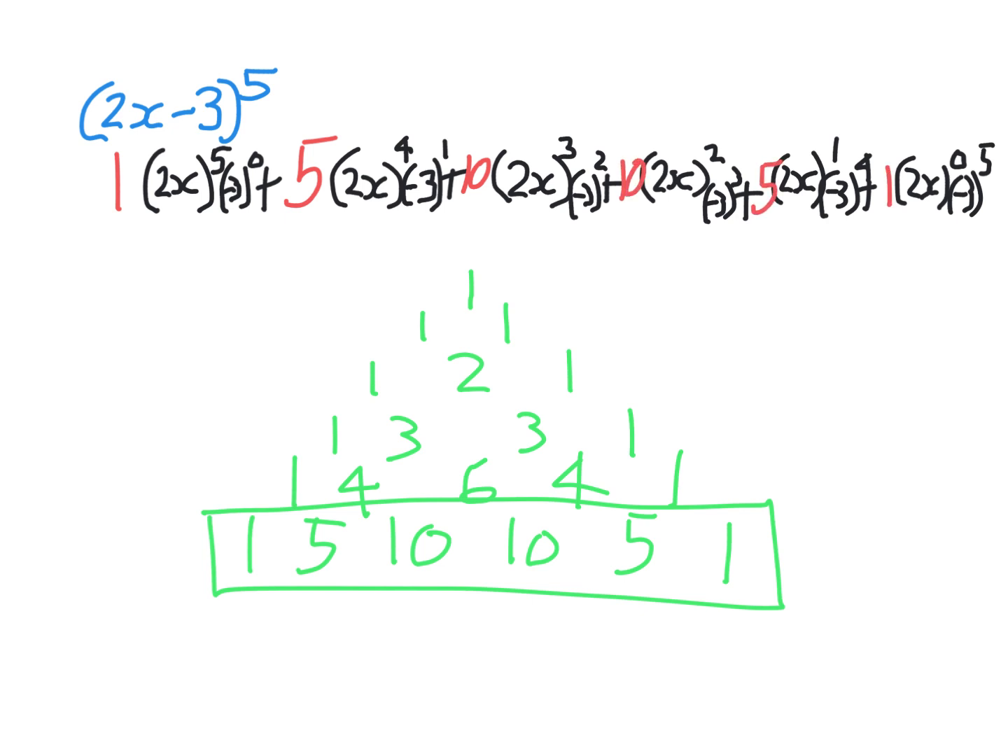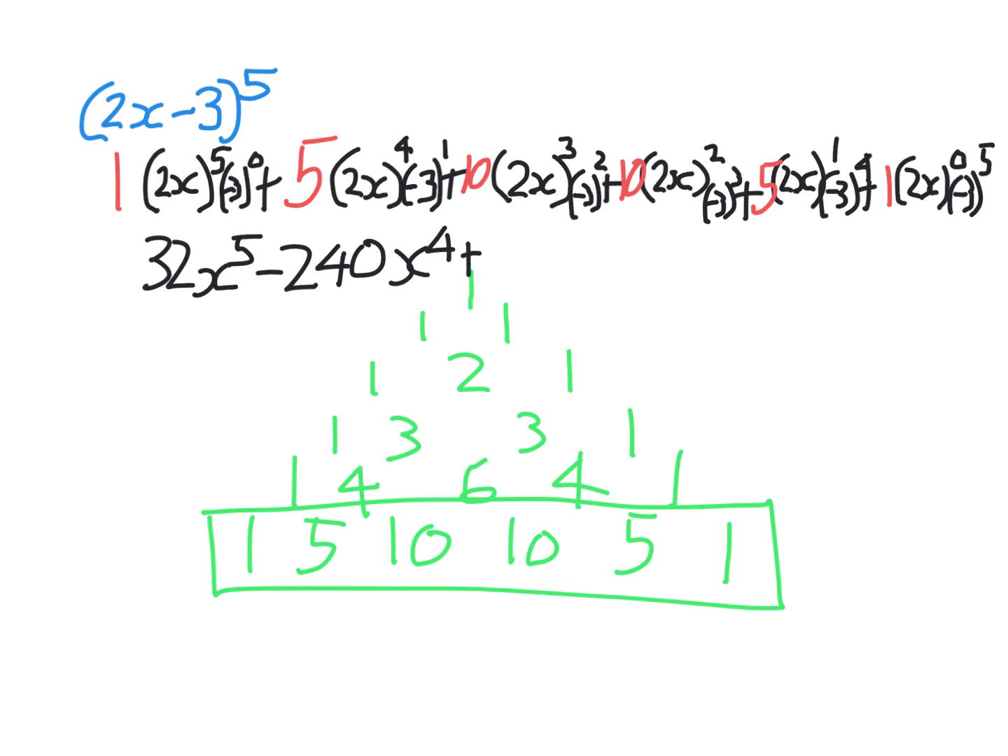Now we just need to simplify each term. Note that anything except 0 to the power of 0 gives you 1. This is just 2x all raised to the power of 5. So 2 to the power of 5 is 32. So we've got 32x to the power of 5. Over here we have 5 times 2 to the power of 4, which is 16. So that's 80 times negative 3, so negative 240x to the power of 4. Now we have 10 times 8 times negative 3 squared, which is positive 9.